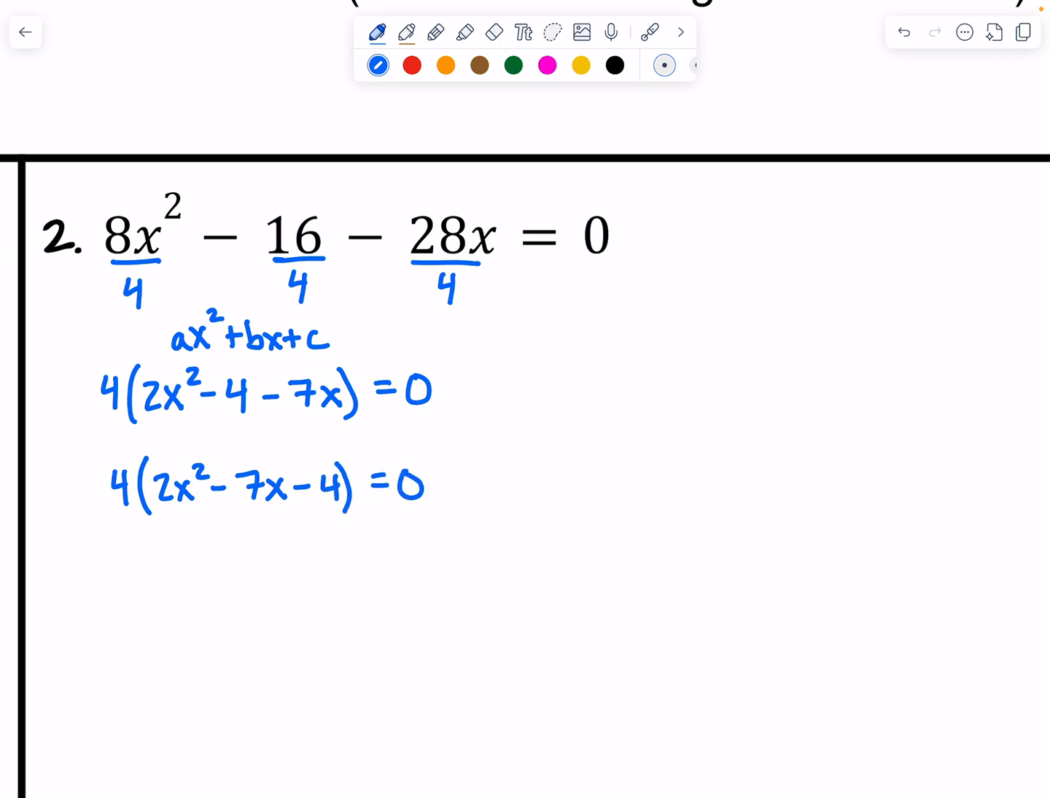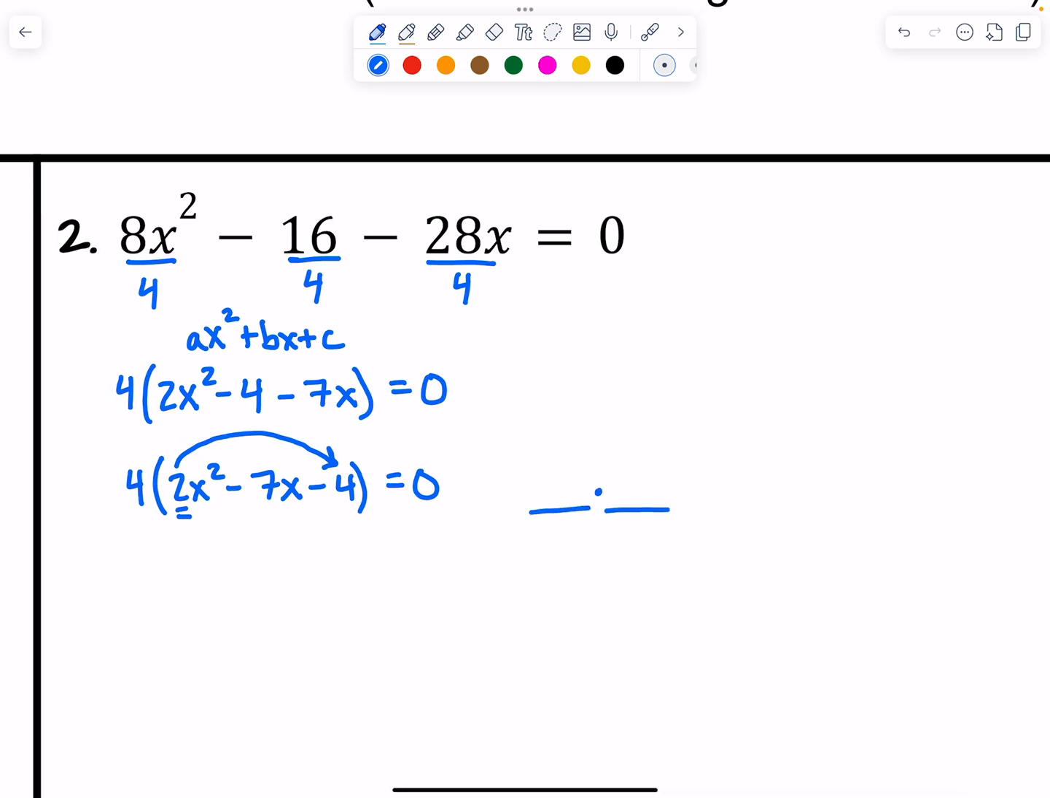And now I want to factor this trinomial. So I see that I have a trinomial where a is not equal to 1, it's equal to 2. So I'm going to take 2 times negative 4, which gives me negative 8. And I got to find numbers that will multiply to give me negative 8 and also add up to my middle term coefficient, which is negative 7. So negative 8 times 1 gives me negative 8, and negative 8 plus 1 would give me negative 7. So I'm going to do wrong way factoring to factor this trinomial.